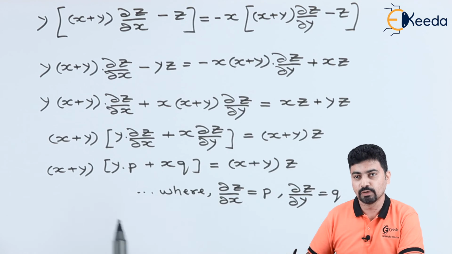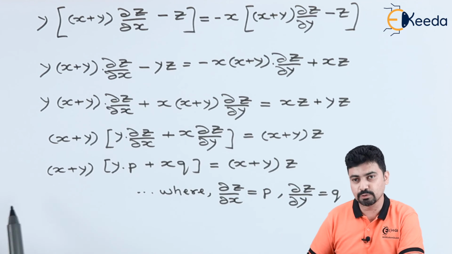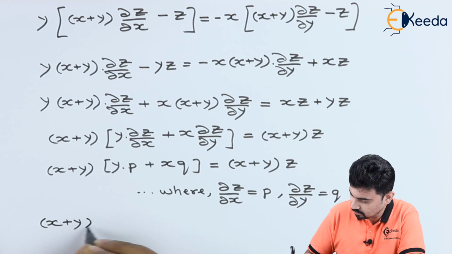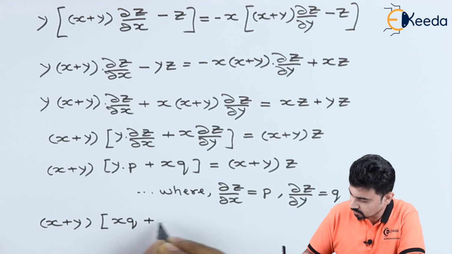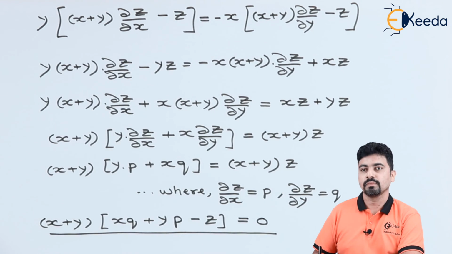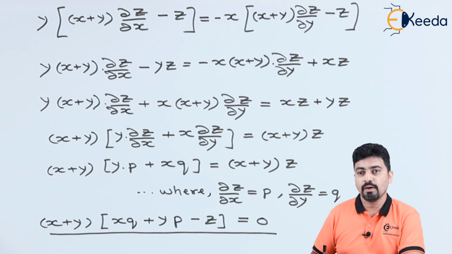Taking the right hand side to the left hand side and taking x plus y common, we are left with the following answer. This is our required first order partial differential equation derived from the given expression.